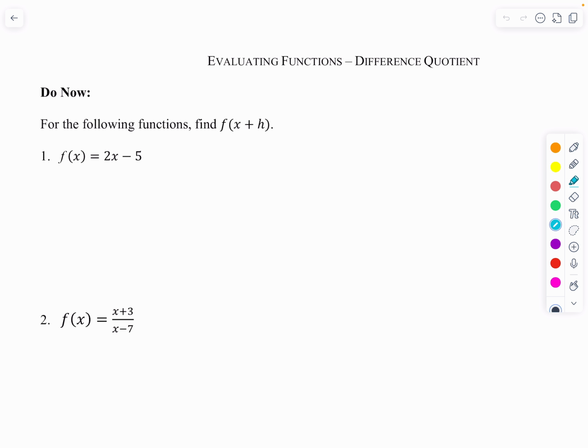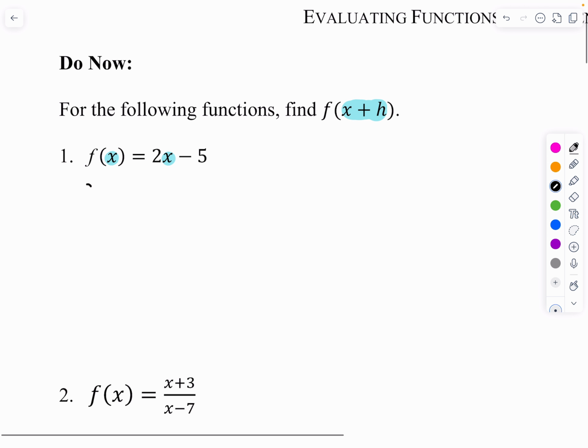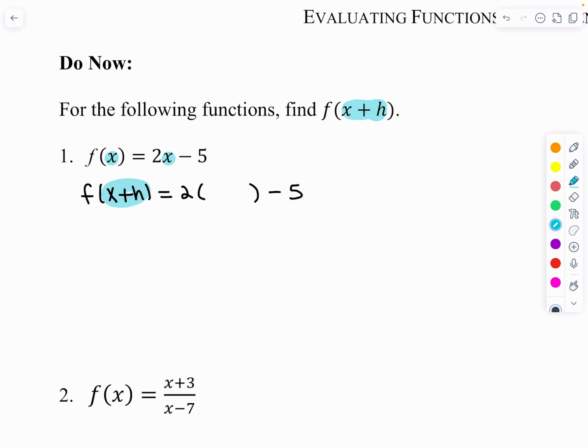So I'm being asked to evaluate f of x plus h for a variety of different functions, which means for each of these, I'm going to replace the x in the function with x plus h. So for this first one, I'll just write it down here, f of x plus h, that's my new input. So this function says take 2, multiply by the input, and subtract 5. So if x plus h is my input, that's going to get multiplied by 2, and then I'm going to subtract 5. So if I wanted to get it in more of a standard form or just really multiplied out, I would get 2x plus 2h minus 5.